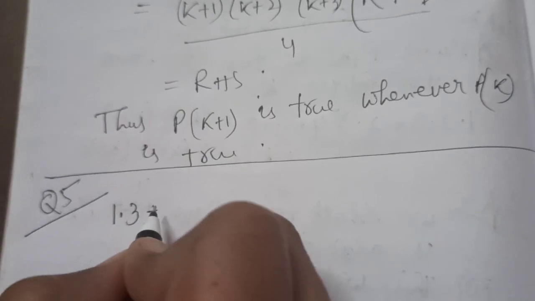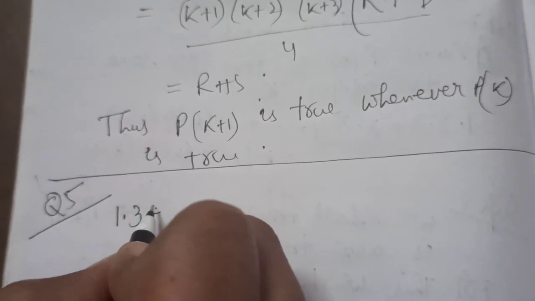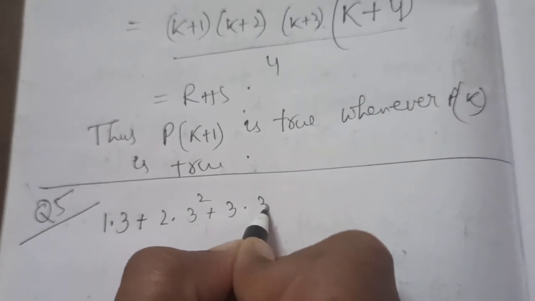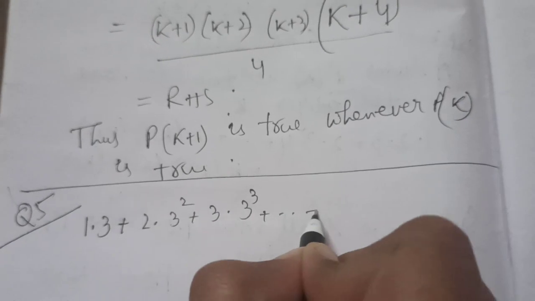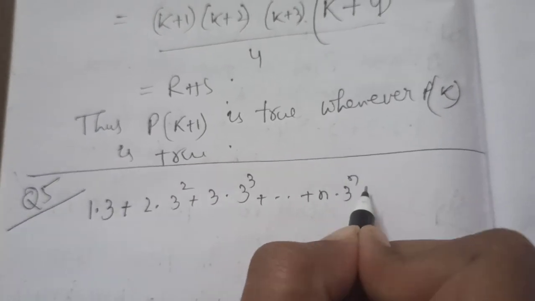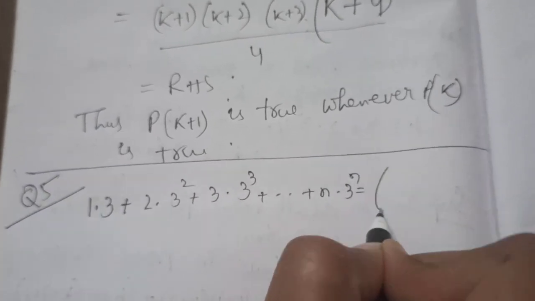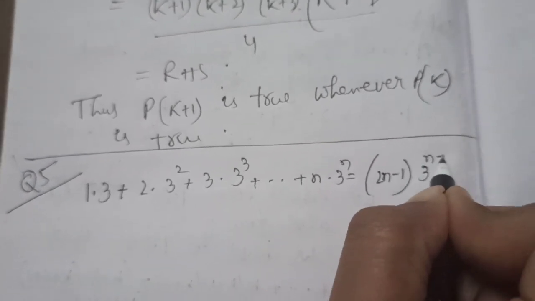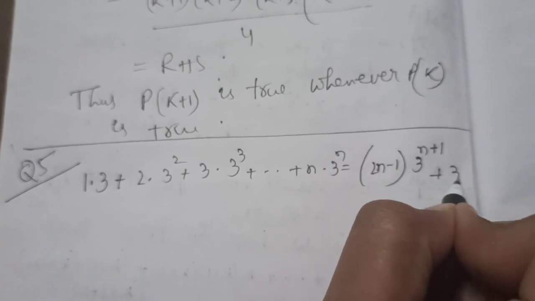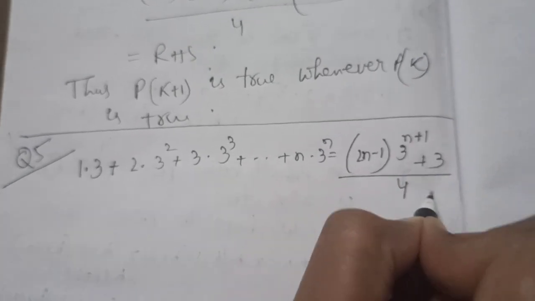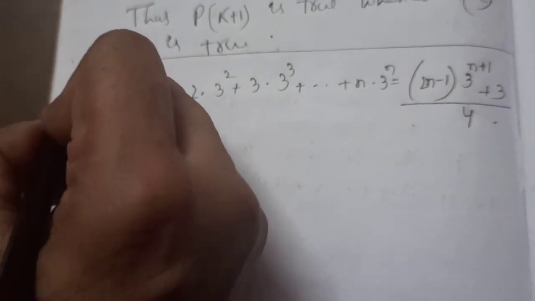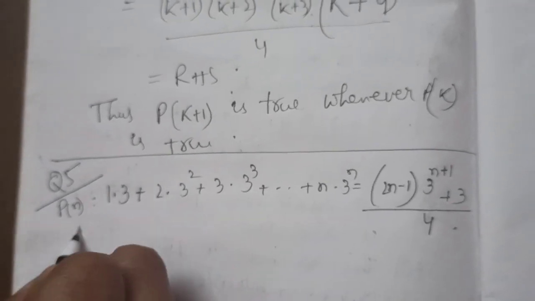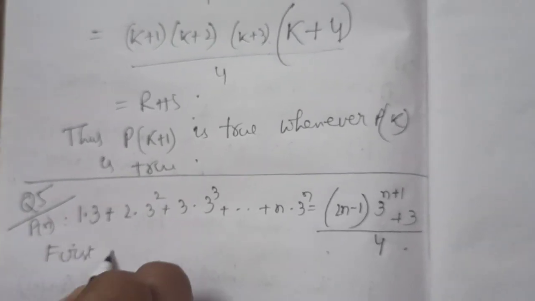Now question 5: 1.3 plus 2 into 3 square plus 3 into 3 cube plus, continuing in this way, n into 3 to the power n, which is equal to ((2n minus 1) into 3 to the power (n+1) plus 3) divided by 4. That is your given statement. Whatever is the question, that only you are supposing as the given statement. First we need to prove that.